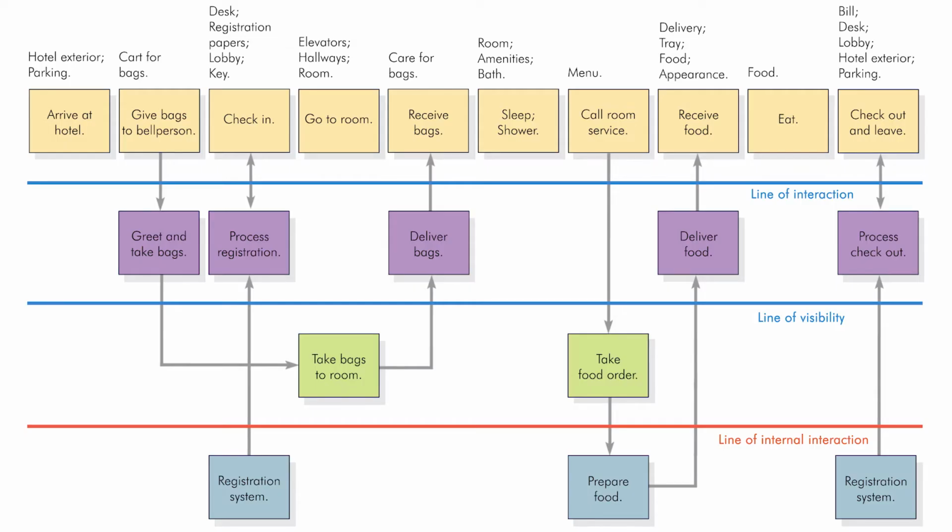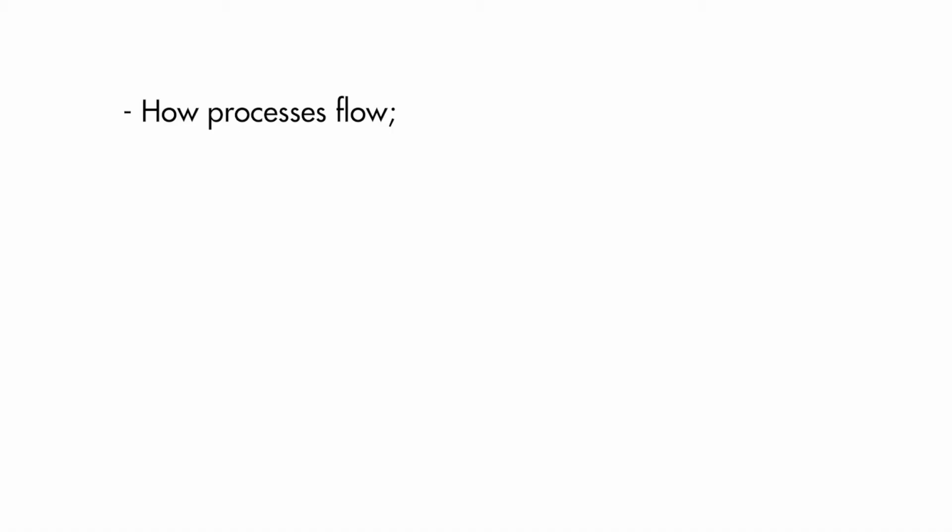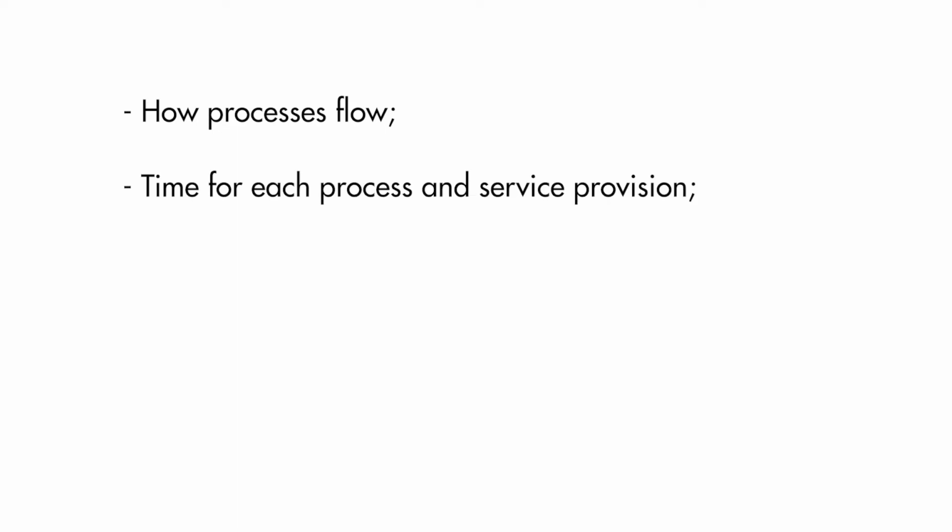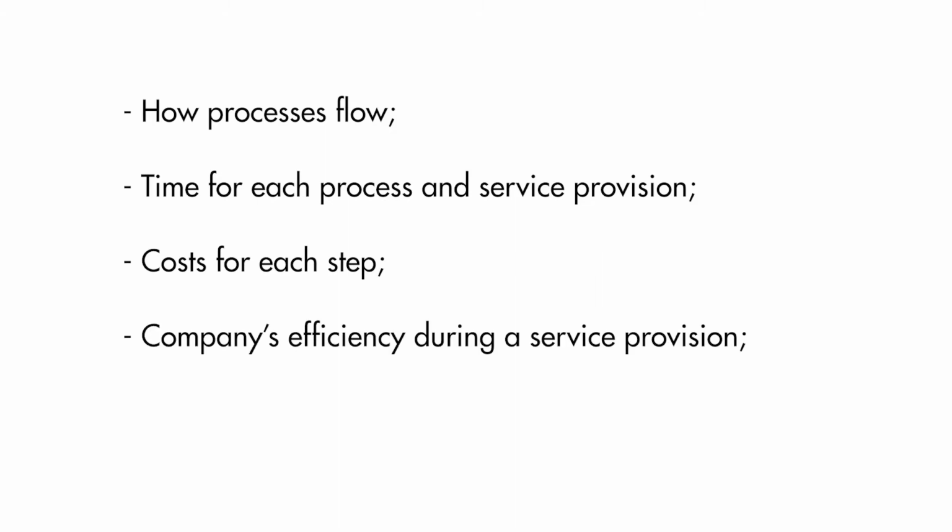This is another example that I have extracted from Services Marketing: Integrating Customer Focus Across the Firm, and it depicts a simplified blueprint for an overnight hotel stay. A business flowchart describes mainly 5 variables: how processes flow, time for each process to service provision, cost for each step, company's efficiency during a service provision, and finally, the potential bottlenecks.